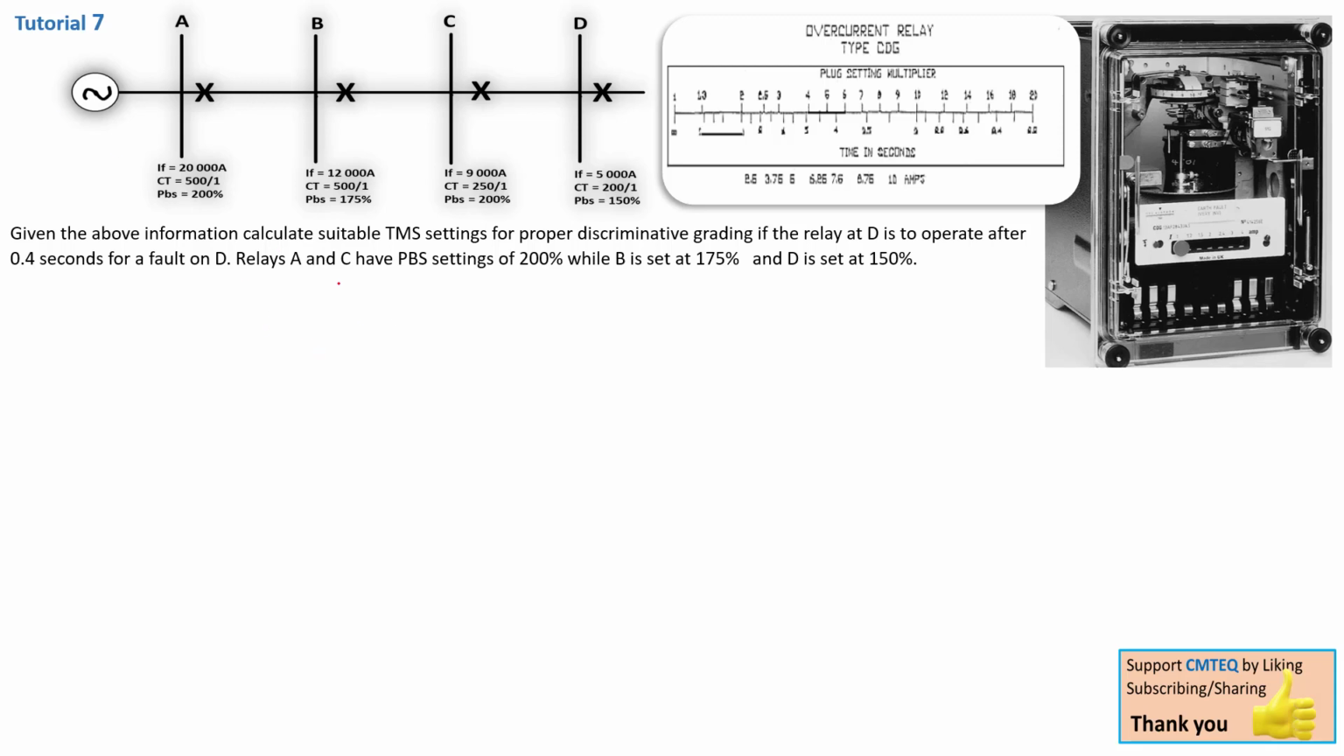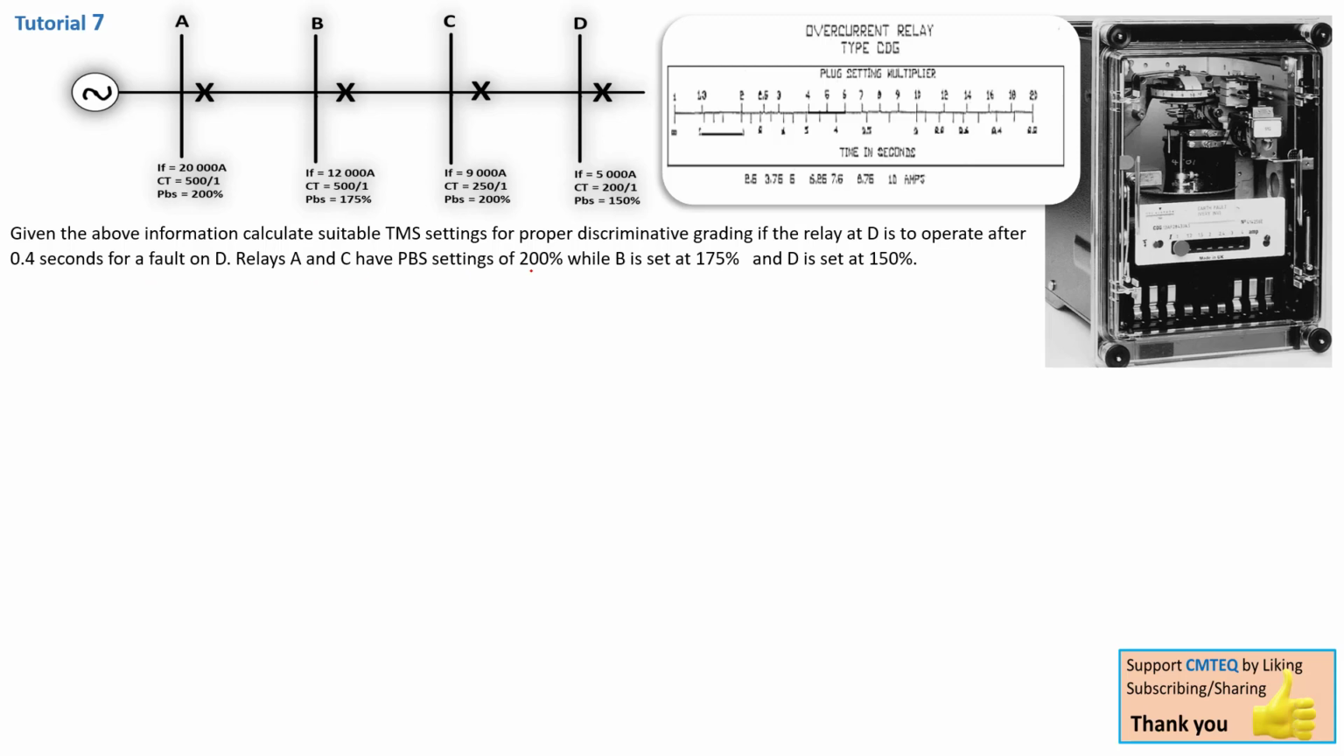This is tutorial number 7 on IDMT relay calculations. By the end of this tutorial, you should have a good understanding of how to solve IDMT relay settings and timing when it comes to discrimination of protections of a high voltage bus bar. The problem statement goes as follows. Given the information above, calculate a suitable TMS setting for proper discriminative grading if the relay at D is to operate after 0.4 seconds for a fault on D.